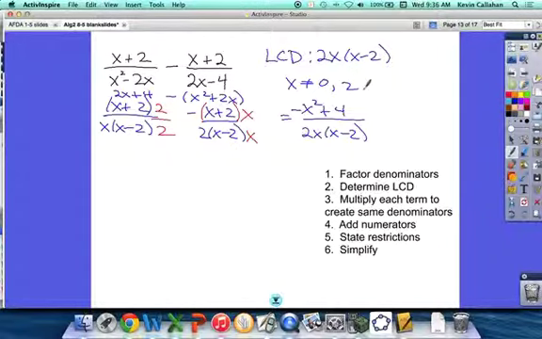Now, could that one be simplified some more? Yeah, you know it could. If I make this negative x squared minus 4 over 2x times x minus 2, I factored out a negative 1 from both of those. And now I've got a difference of squares.